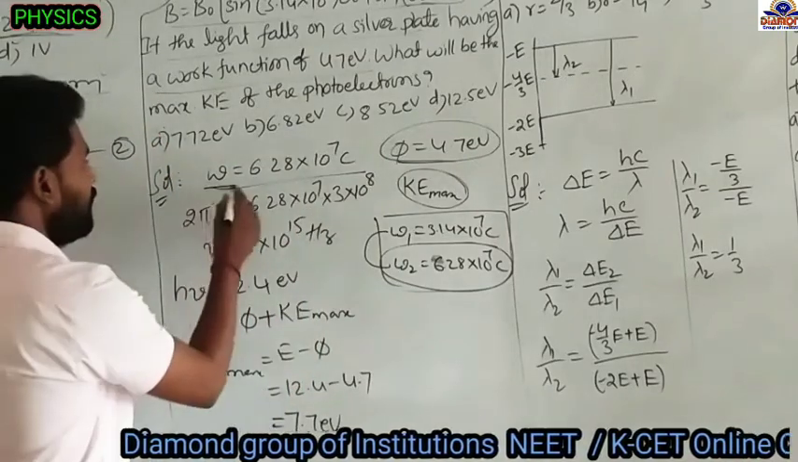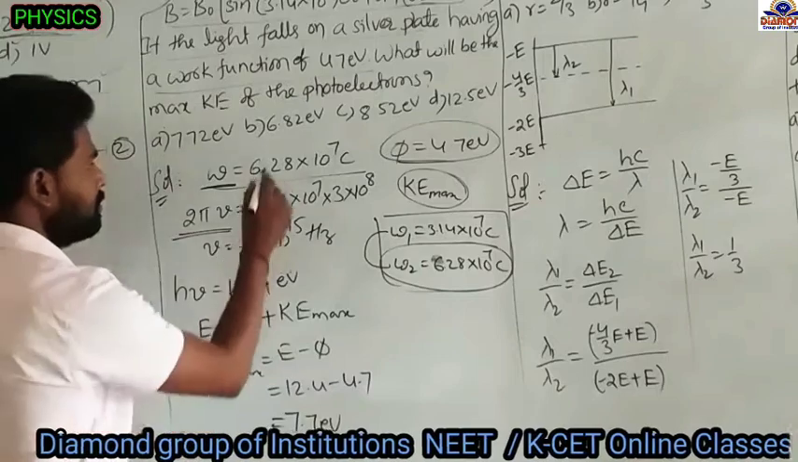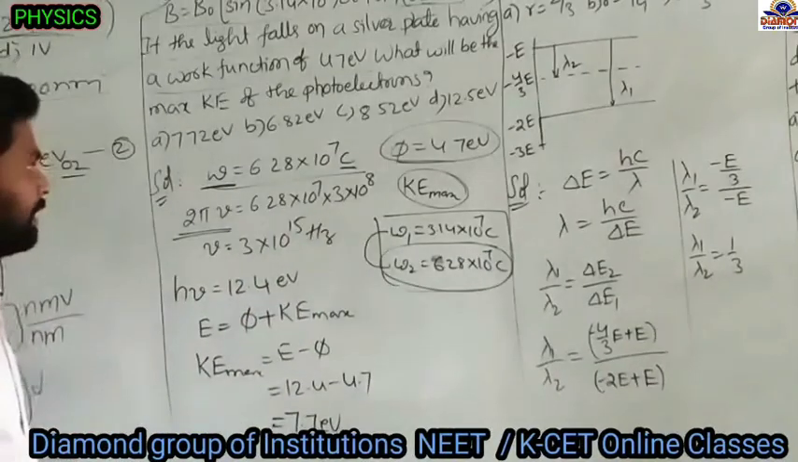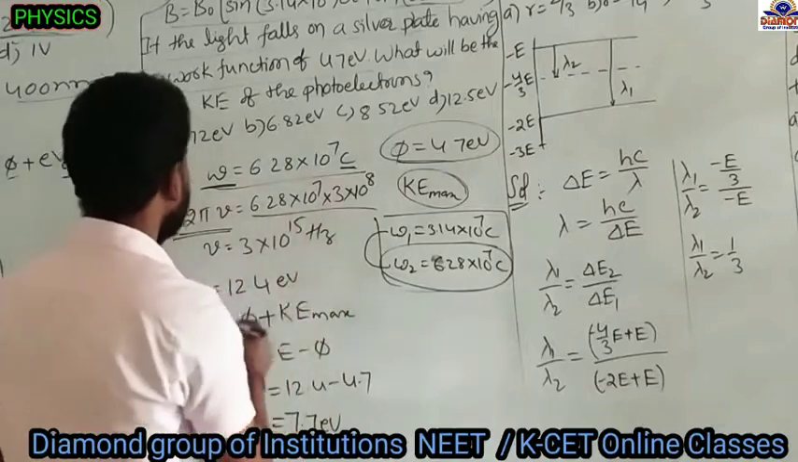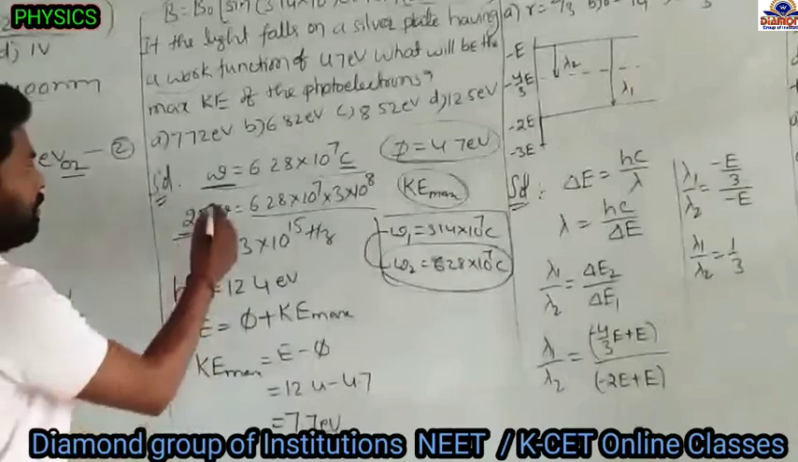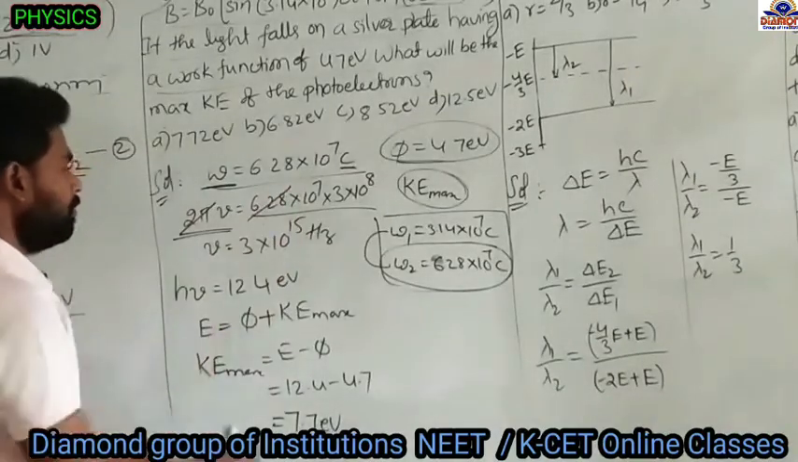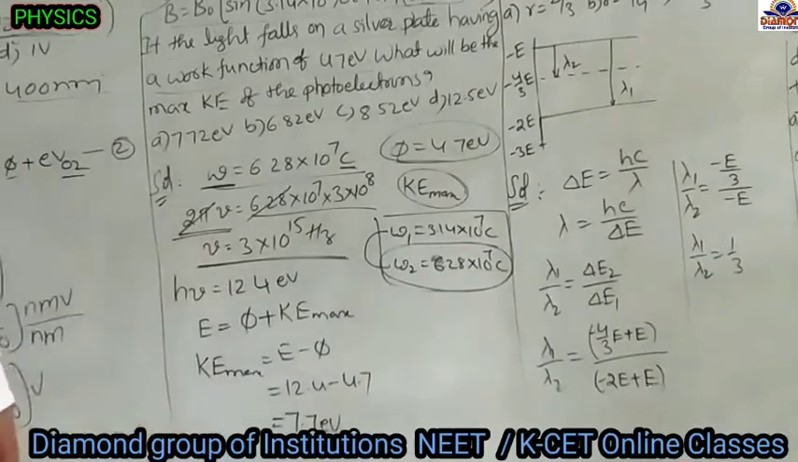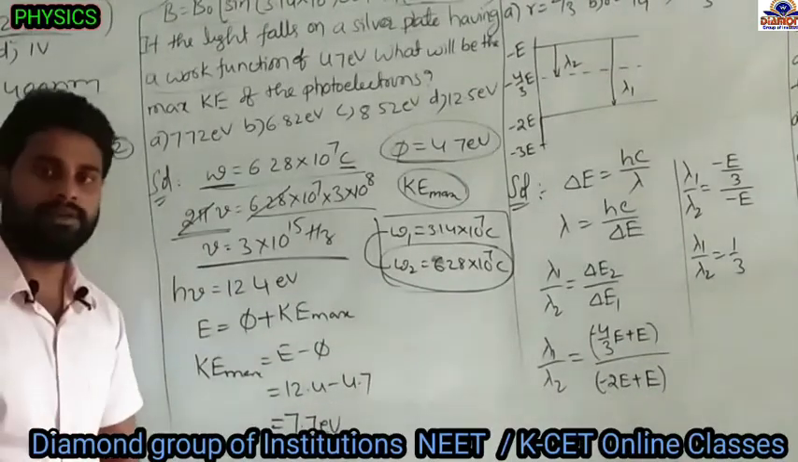So now omega equals 2 pi nu, that is 6.28 into 10 power 7 into C value. C is the speed of light, 3 into 10 power 8 meter per second. Now 2 pi value is 2 into 3.14, that is 6.28, which will be cancelled, so nu equals 3 into 10 power 15 hertz. The frequency value we got is nu equal to 3 into 10 power 15 hertz.